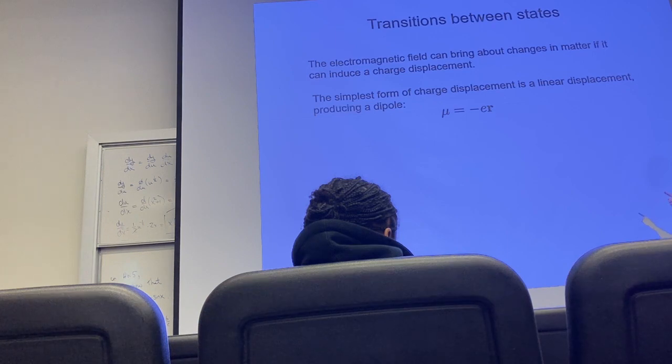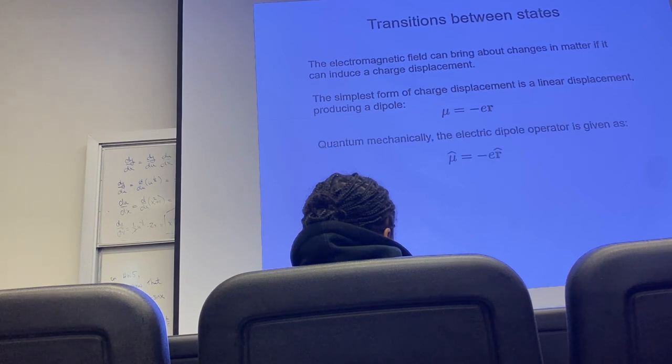But this mu, of course, is not fixed in time. Because the electric field oscillates, that means the r is also something that oscillates. Okay? We can do this quantum mechanically too. We can have the dipole operator, or when it concerns transitions, the transition dipole operator.